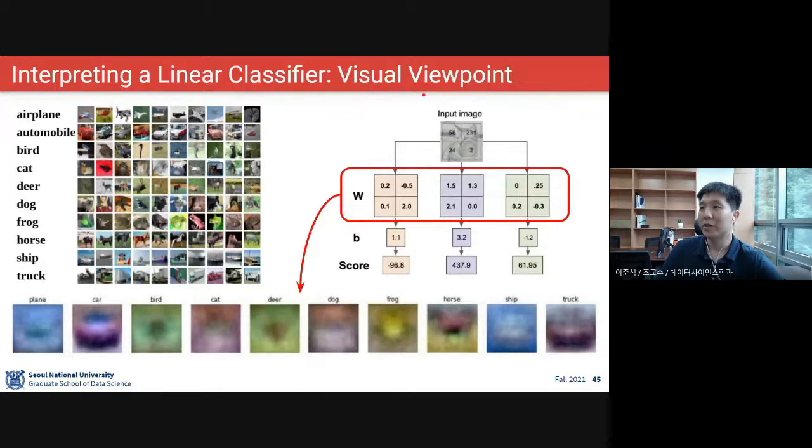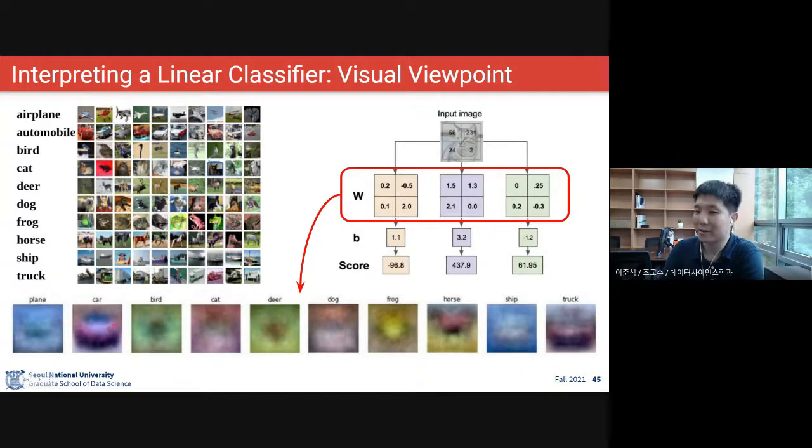Another viewpoint of this linear classifier is the visual viewpoint. Because we have the weight vectors for each class, which were flattened before, but now we represent them in the same shape as the input image. Actually, these are the same size as the input image, right? So we may interpret this as another image. We just rescale this between 0 and 255, and we can draw how it actually looks. When we draw the image of this W, the weights of each class, we get these blurry images, but we roughly see that this is something like a car. That was the weights for the car classifier. And we do see that the car actually looks something like this.